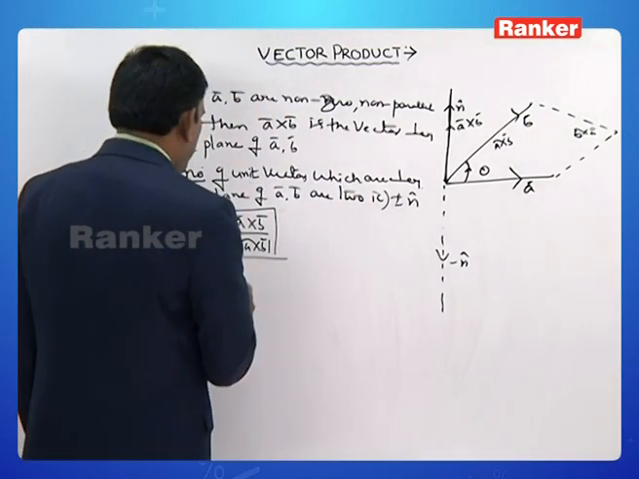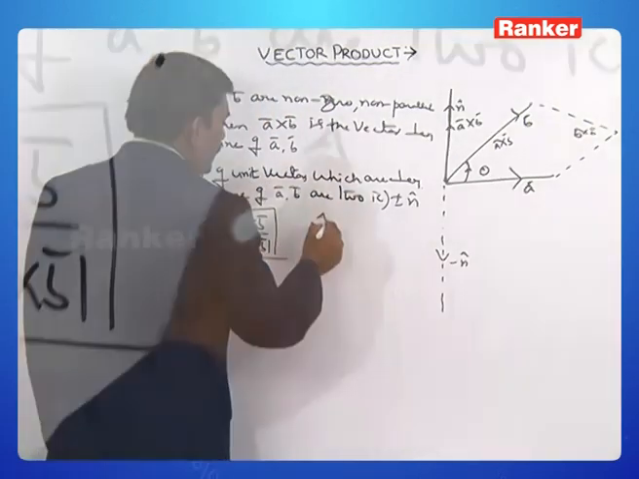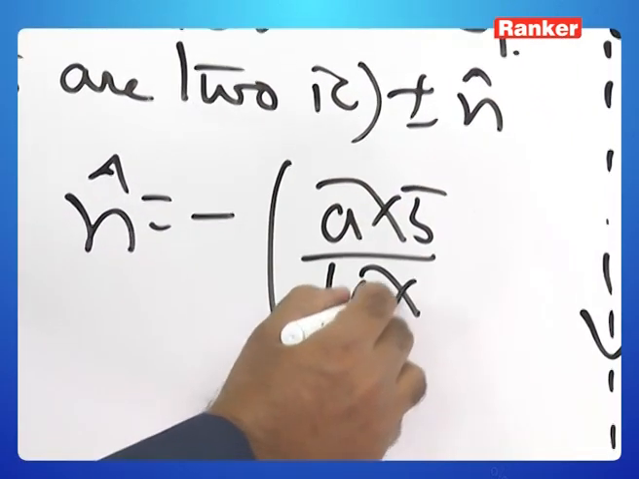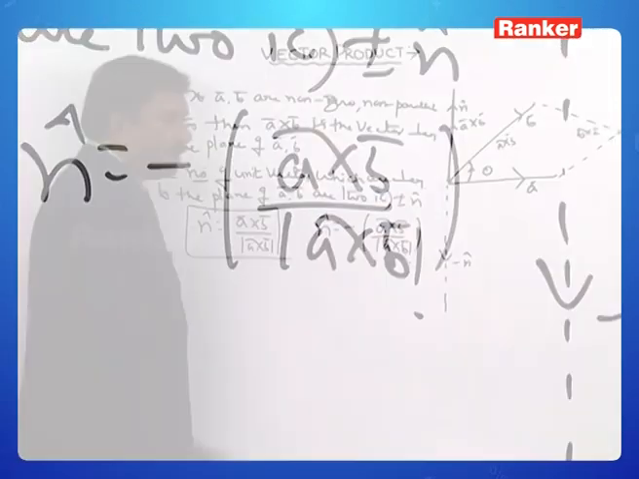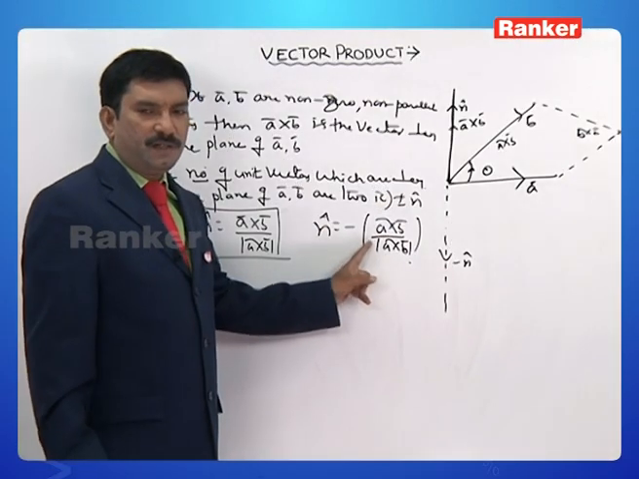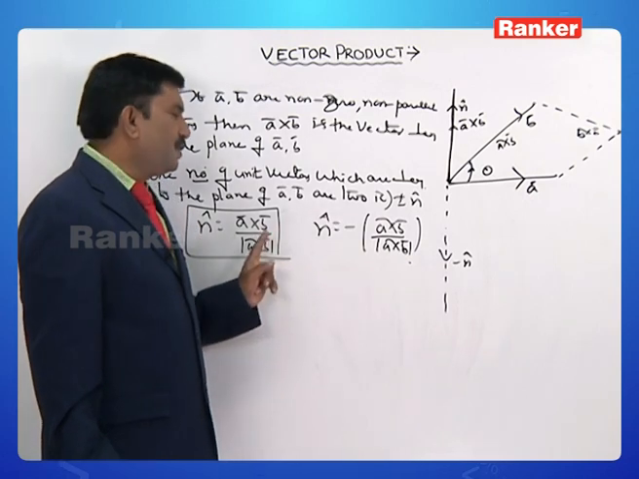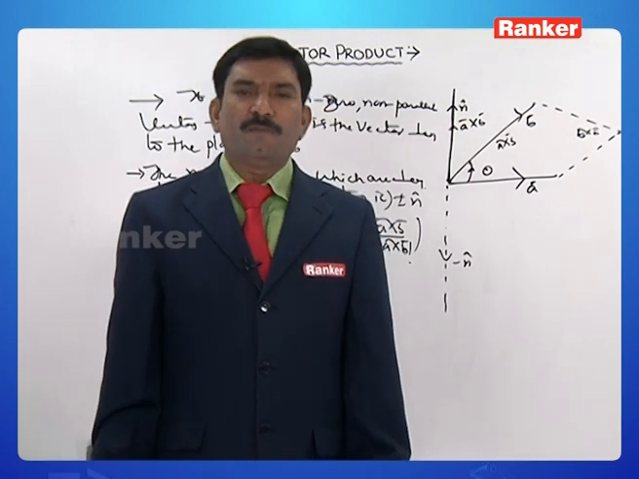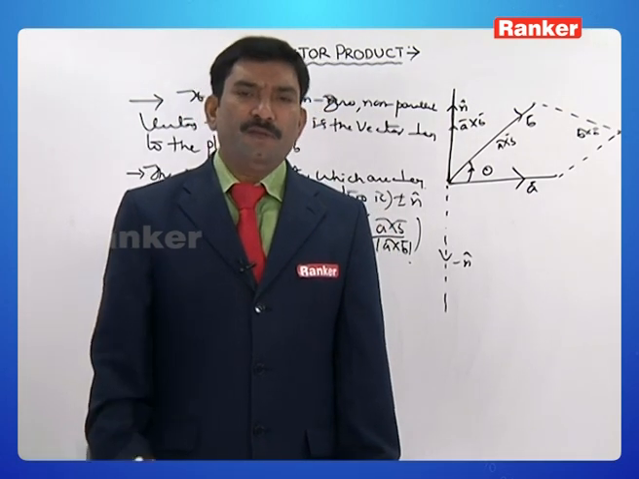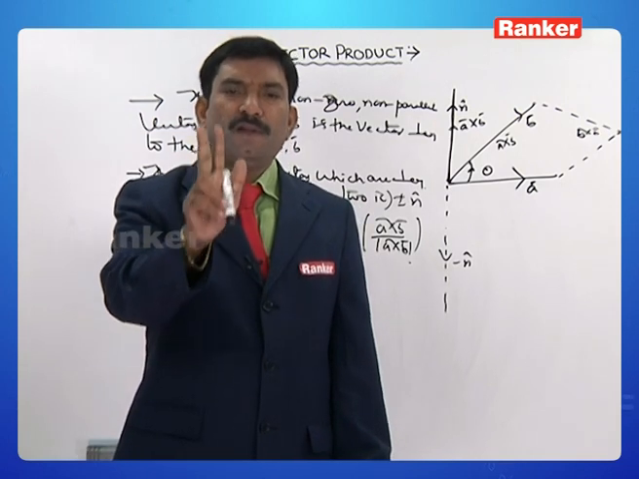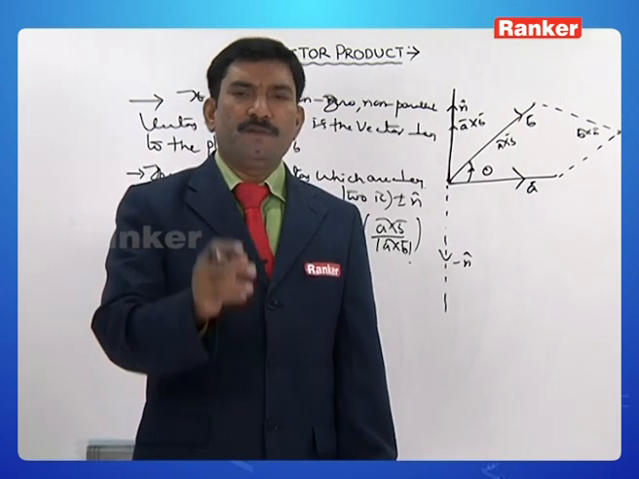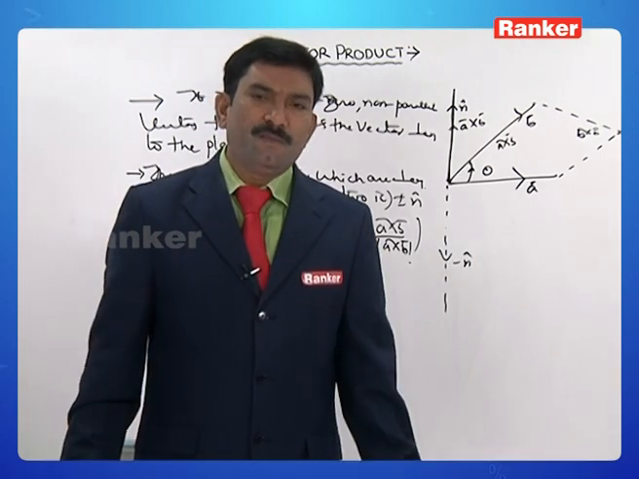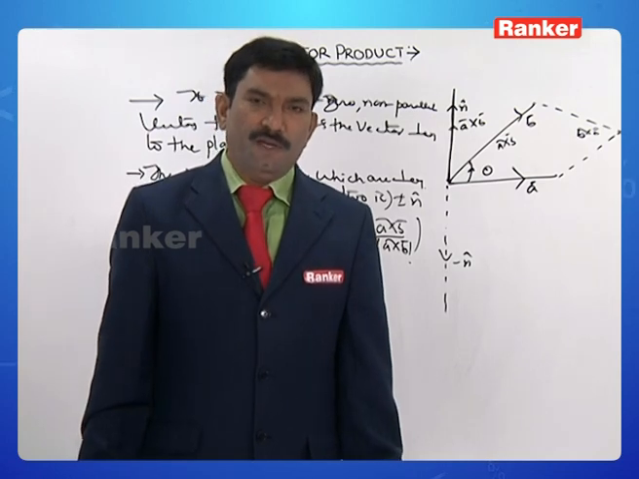Now minus n cap, similarly, I can also write n cap is equal to minus of A bar cross B bar by modulus of A bar cross B bar. This is in opposite direction. This is in the same direction. As I told, the number of unit vectors which are perpendicular to the plane containing A bar and B bar are mainly 2, plus or minus n cap. N cap is equal to A cross B by modulus of A cross B. Meanwhile, minus of A cross B by modulus of A cross B.